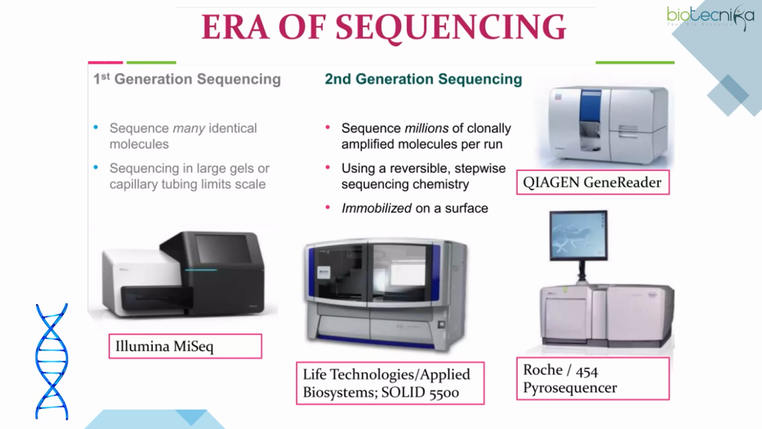Such as the first generation sequencing, it's still available, which contains a sequence of many identical molecules, right? Similar molecules are able to perform the sequencing over here. Then the sequencing on a large gel or the capillary tubing limits the scale. We used to take help of the samples and then perform the sequencing based on the capillary tube or else the gel format, right? So that was the first generation era.